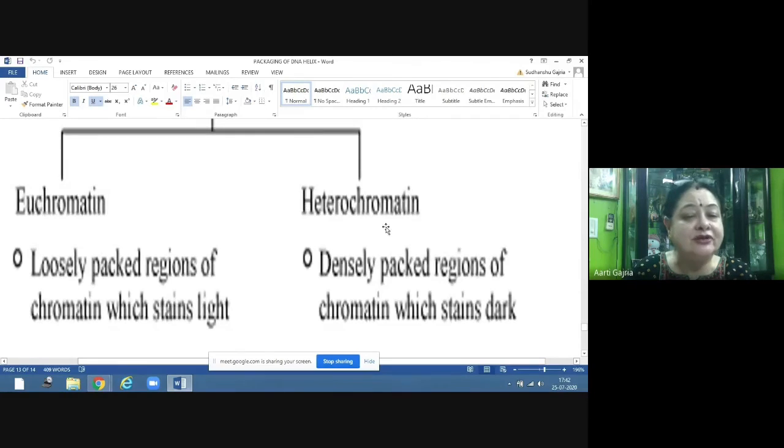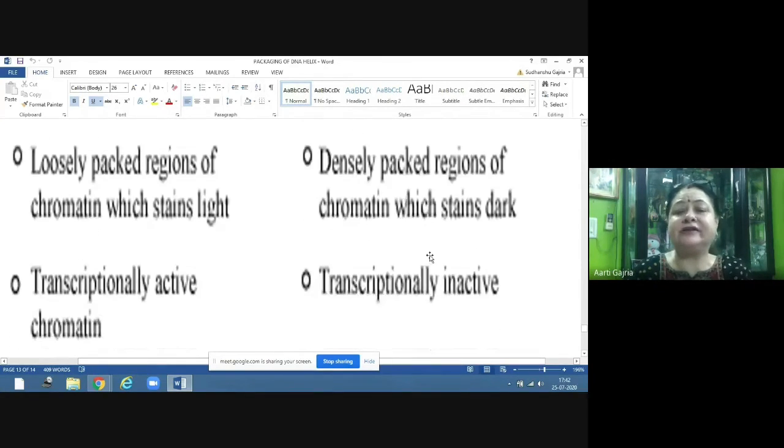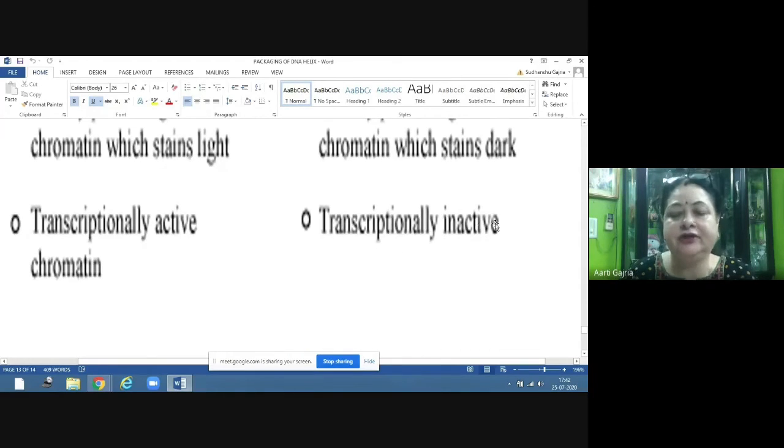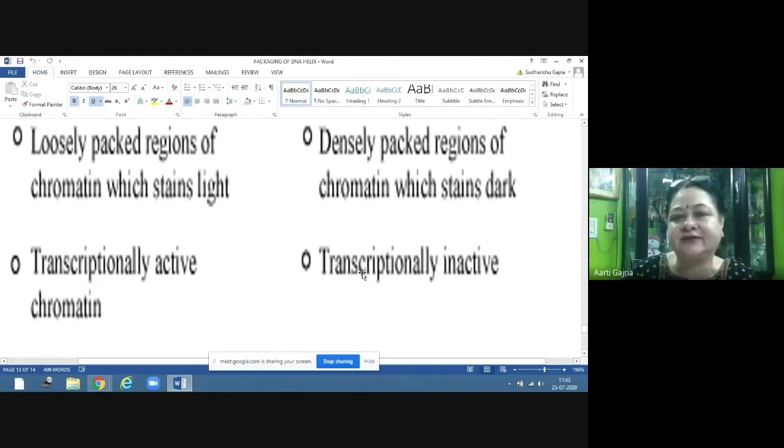Heterochromatin is the densely packed region of chromatin, and it stains dark. Under the electron microscope, you will see dark stained bodies, and this is heterochromatin because it is densely packed. This chromatin is transcriptionally inactive, meaning it is not going to be transcribed into messenger RNA, whereas euchromatin is transcriptionally active chromatin.